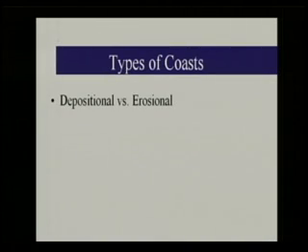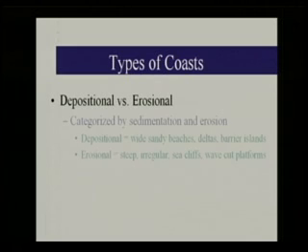We have different types of coastlines. We can have a depositional or an erosional coastline. This is categorized by sedimentation and erosion processes. For example, a depositional coastline would have wide sandy beaches and deltas and barrier islands, whereas an erosional coast would be categorized by steep and irregular landforms, sea cliffs, and wave-cut platforms.